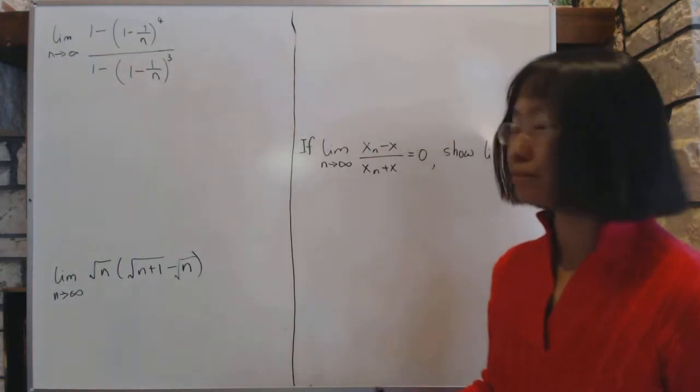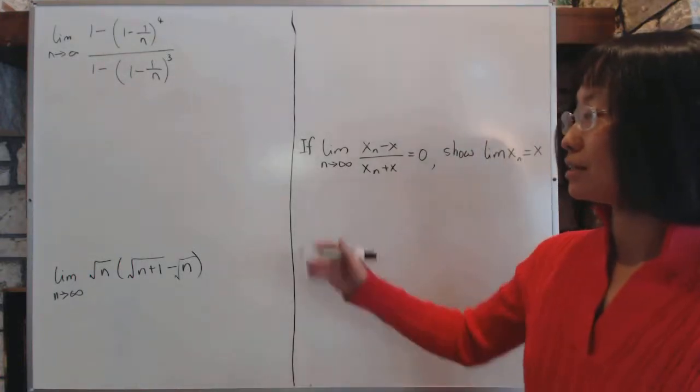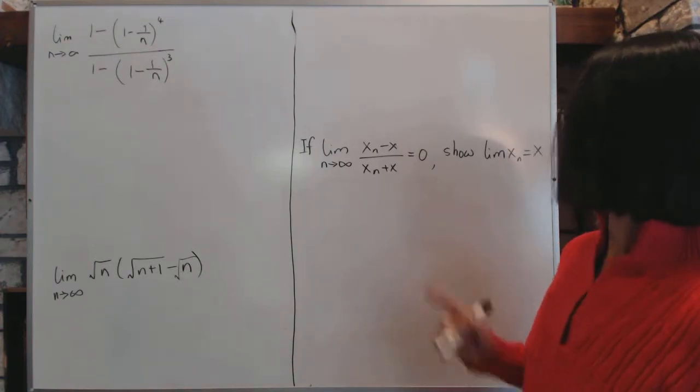Section 1.62, limits of sequences. We're going to do 3 easy, quick examples, which I've written down here.